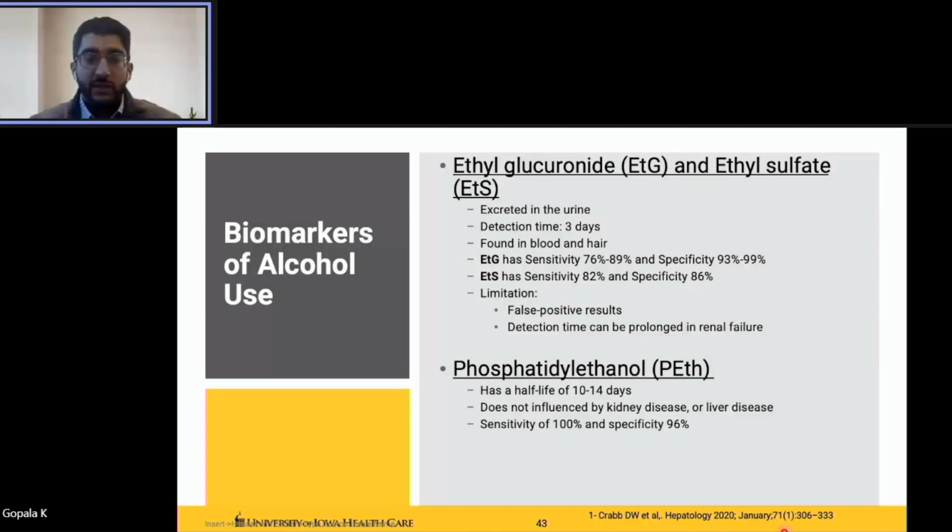So these are just tests to see if patients are drinking over a prolonged period of time. I use primarily PEth, as ETG can have false positives and is difficult to interpret with renal failure. But PEth has a half-life of 10 to 14 days. And this is basically a phospholipid only made in the metabolism of alcohol use. So we can really tell if patients have been drinking in the last 4 to 6 weeks. All patients would be screened routinely for alcohol use using validated questionnaires such as AUDIT-C.